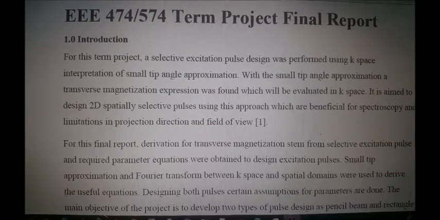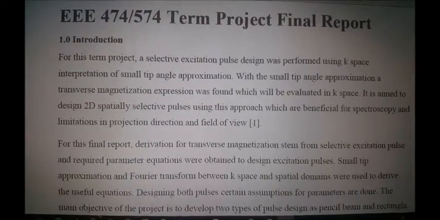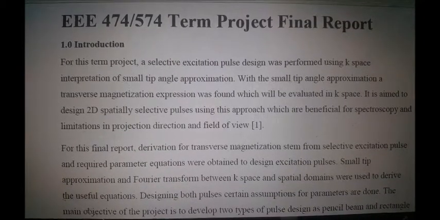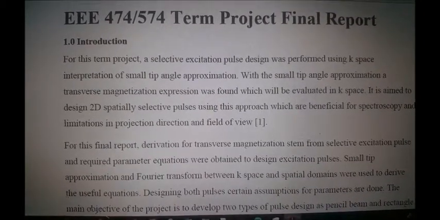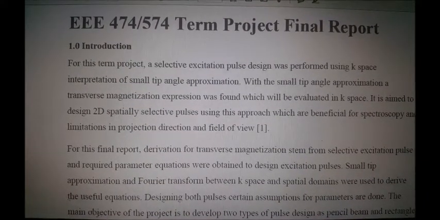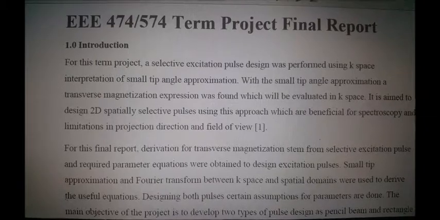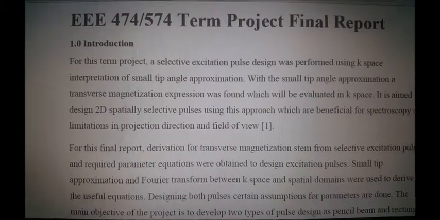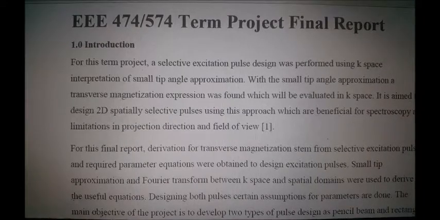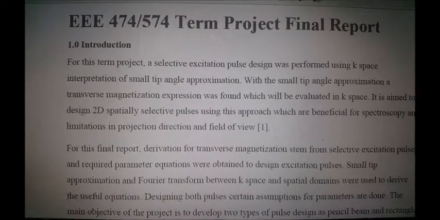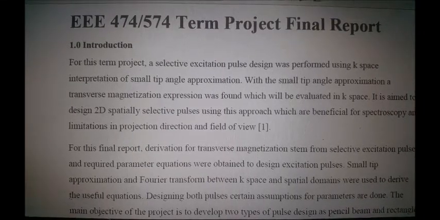For my term project, a selective excitation pulse design is performed using case-based interpretation of small-tip angle approximation. Firstly, the derivation for transverse magnetization stemmed from selective excitation pulse and required parameter equations were obtained to design excitation pulses. Small-tip approximation and Fourier transform between k-space and spatial domains were used to derive the useful equations, and certain assumptions for parameters are done.